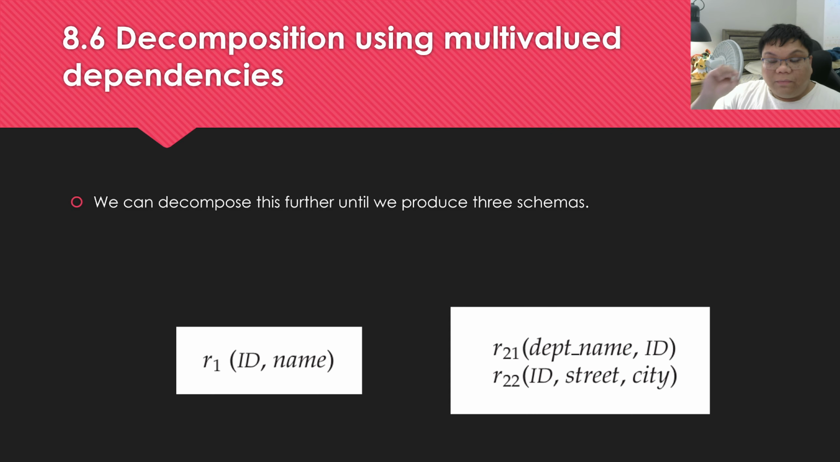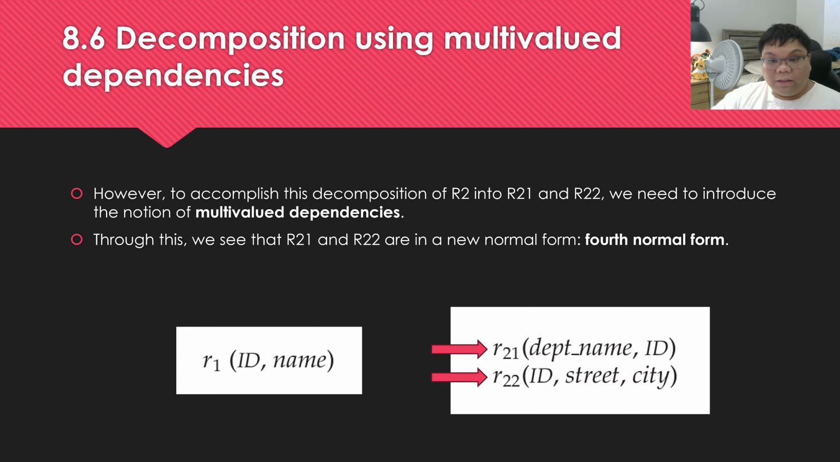What we need to do is formally describe how we decompose the second schema into two more, department name and ID, street, and city. To do that, we need to introduce the notion of multi-valued dependencies, and through that, we can introduce our fourth and final normal form.